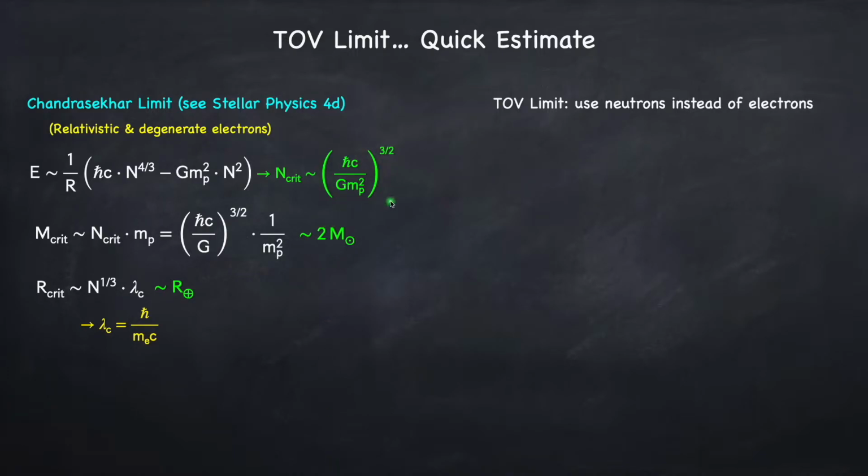But notice that in the case of the Chandrasekhar limit, n critical does not depend on anything related to electrons. So the fact that we use electrons is actually irrelevant. So this will hold whether we use electrons or neutrons. And similarly, the critical mass also does not depend on anything related to electrons. So we expect that the maximum mass of a neutron star will also be about 2 solar masses. The critical radius does depend on the electron mass since it depends on the Compton wavelength. So instead of the electron Compton wavelength, we use the neutron Compton wavelength, and this gives us a critical radius of about 3 kilometers.